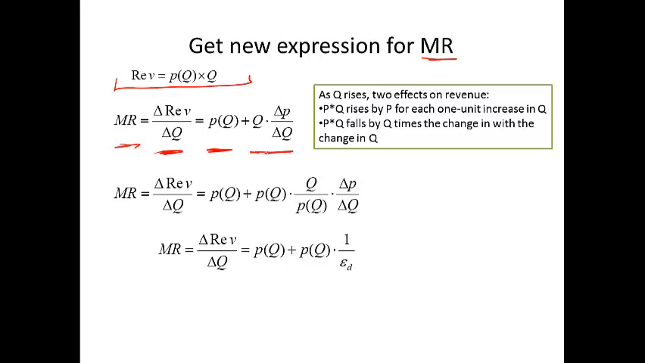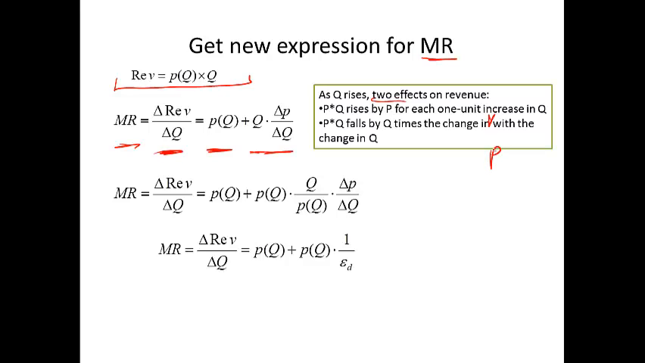The way to think about this intuitively is that as quantity rises, there are really two effects on revenue. First, P times Q rises by P for each 1 unit increase in Q. And second, P times Q falls by Q times the change in price with the change in Q. That should say price there, change in price.